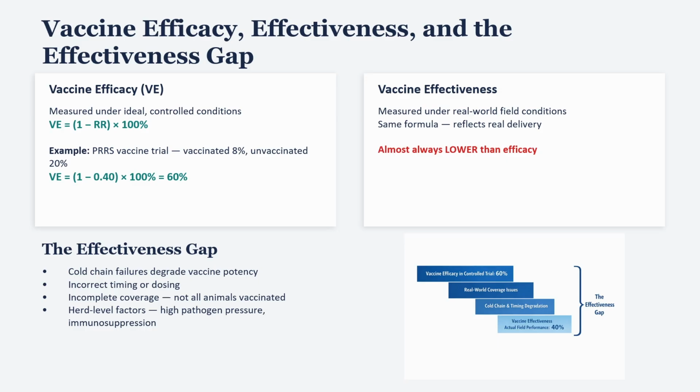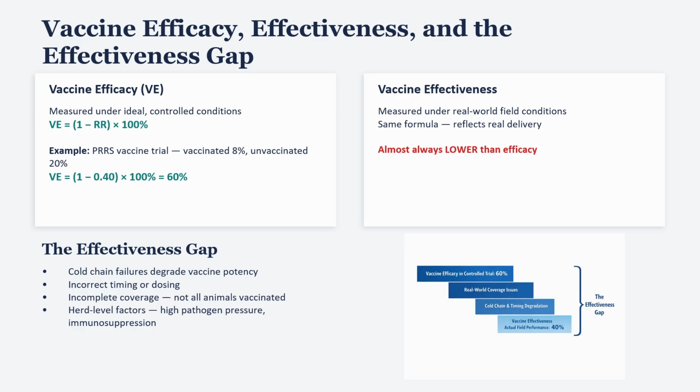If vaccinated pigs have an 8% risk of PRRS and unvaccinated pigs have a 20% risk, VE equals 1 minus 0.4 times 100%, which equals 60%. This means vaccination reduced the risk of disease by 60% under trial conditions. Vaccine effectiveness is the performance of the same vaccine in the real world, measured through observational studies in field conditions. The same formula applies, but now the ideal conditions assumption is gone.